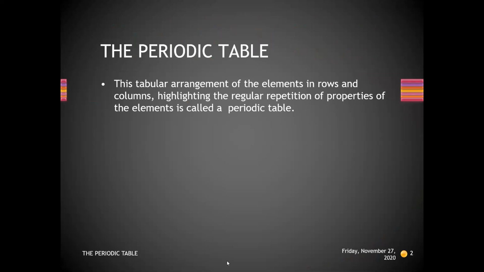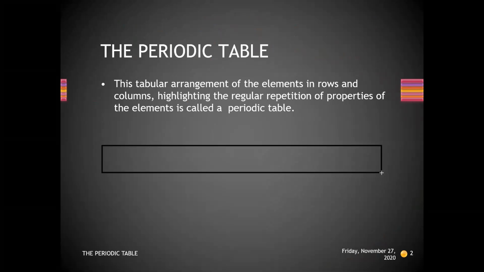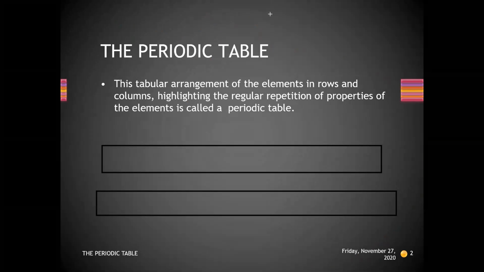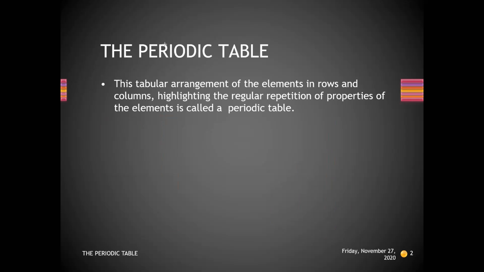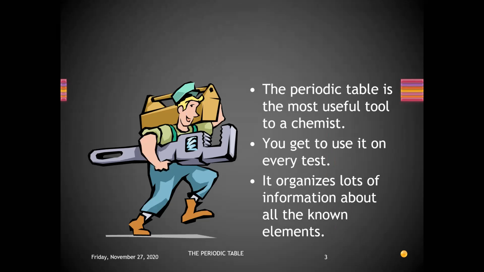So what is a periodic table? First, it's a tabular arrangement of elements in rows and columns. For example, when we arrange the elements in rows and in columns, it forms one table, and this table is referred to as the periodic table. And you can see, I'll show the periodic table.